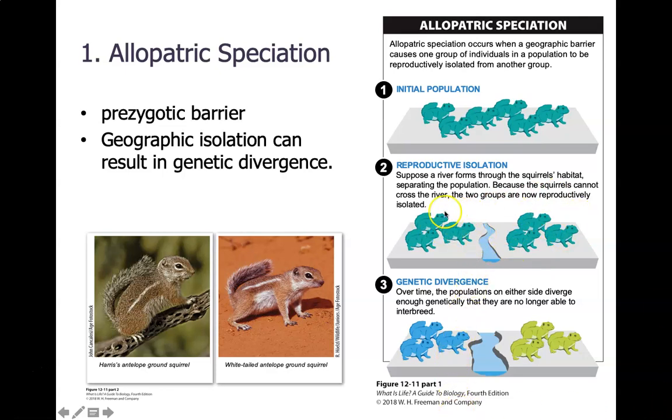Over time, this group begins to diverge along its own evolutionary pathway through natural selection, genetic drift, and lack of gene flow with other squirrel populations on this side. And then this population over here on the right-hand side also begins to move along its own evolutionary track until you reach the point of no longer being able to interbreed and eventually the production of two new species, the Harris's antelope ground squirrel and the white-tailed antelope ground squirrel.